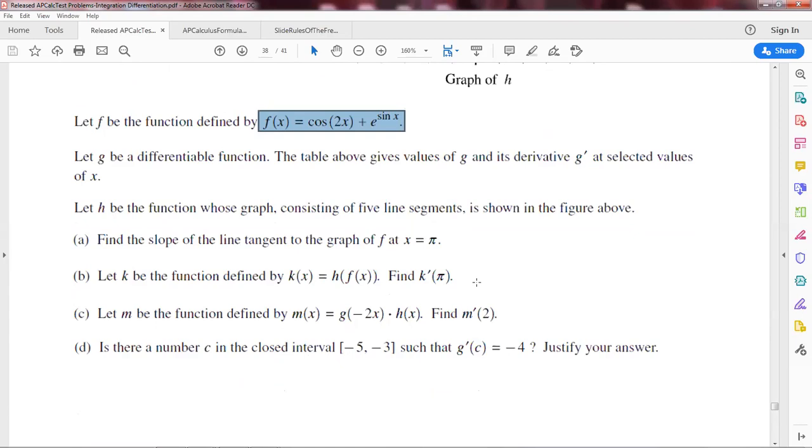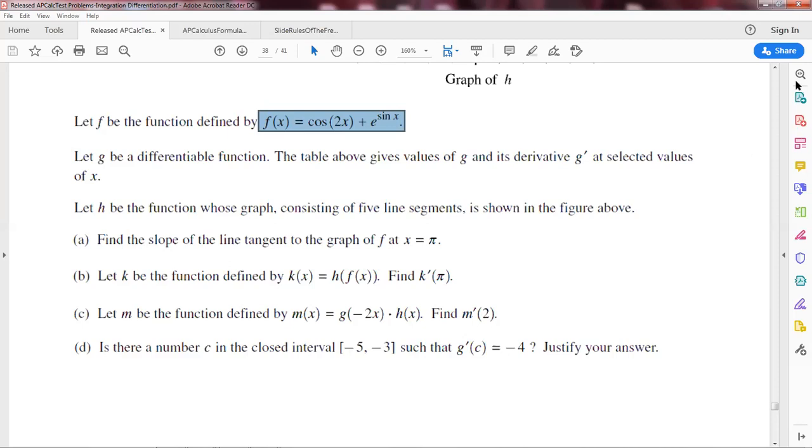Vamos a empezar. f of x equals cosine of 2x plus e to the sine x. This is the slope of the tangent line, so we have y minus y0 equals m times x minus x0, where x0 is pi.